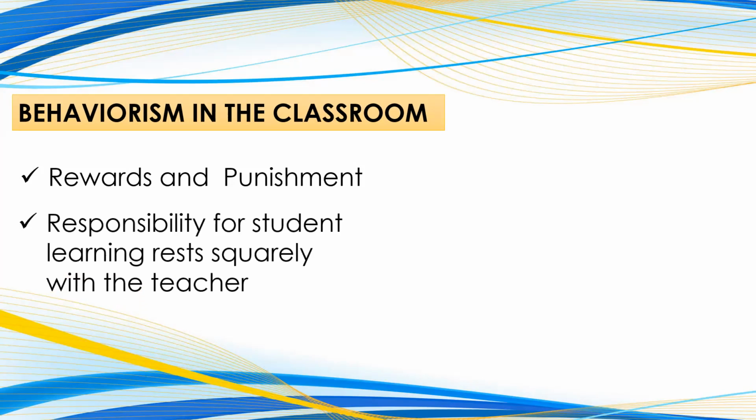Number 2, responsibility for students' learning rests squarely with the teacher. It means that the role of the learner is to be acted upon by the teacher-controlled environment. The teacher's role is to manipulate the environment to shape behavior. The teacher provides input, stimuli, and expects predictable output or the desired change in behavior.